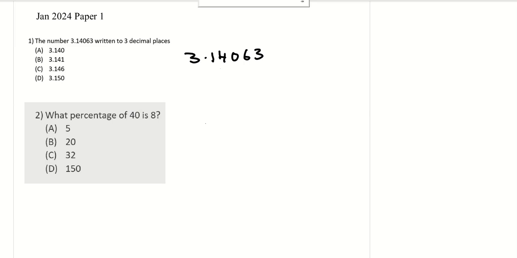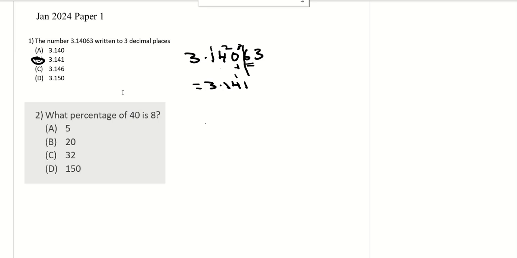3.14063. They want 3 decimal places. Again, that means 3 digits after a decimal point. So this is your first, this is your second, this is your third. A line is drawn after your third decimal place. Anytime you have to approximate and draw a line, you look at the digit after the line and ask yourself if it is 5 or more. Obviously 6 is more than 5, so you have to add 1. So your answer would be 3.141. So that is B.